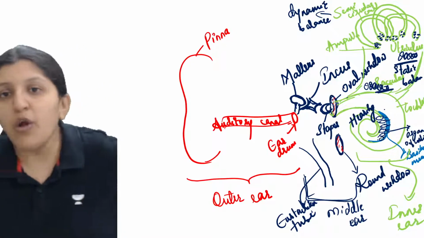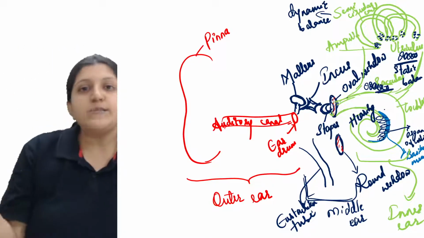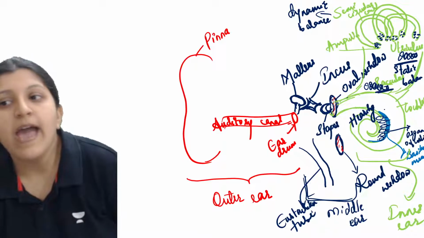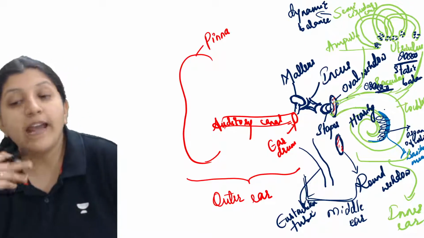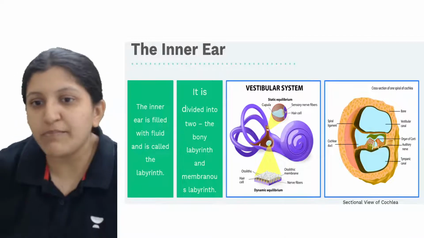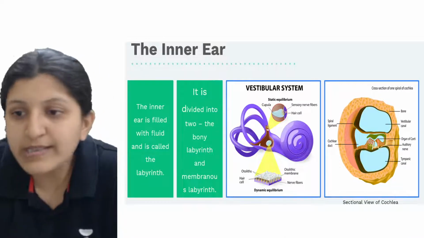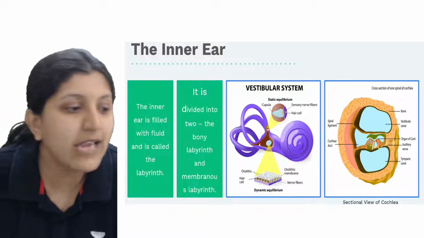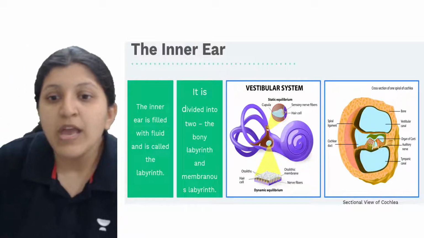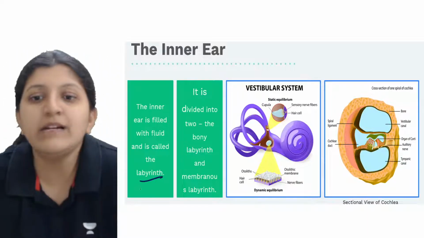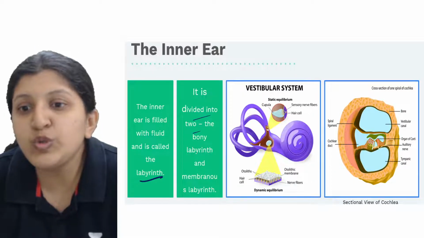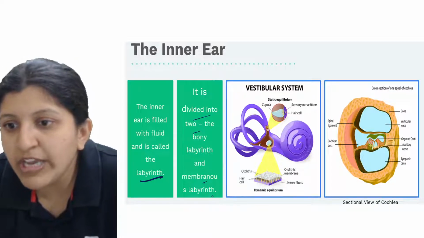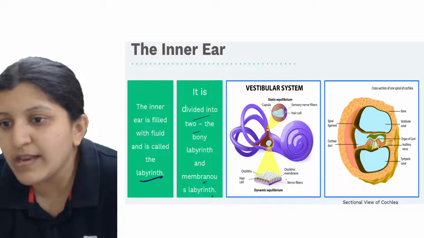Now coming under all this structure, you need to know these parts, and you should be able to draw this diagram, because they can ask you to draw the structure of the ear, and all these labelings need to be there. Further, if we look at the structure, the inner ear is filled with fluid, and it can also be called the membranous labyrinth. It is divided into two, bony labyrinth and membranous labyrinth. Dynamic equilibrium is maintained by the semicircular canal.